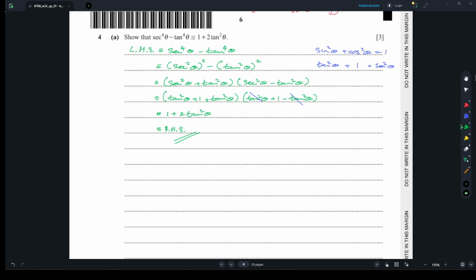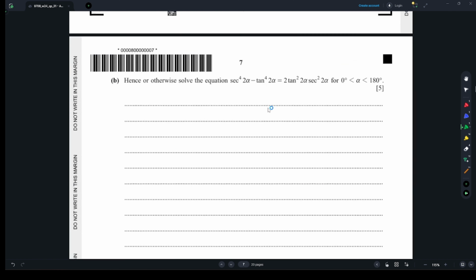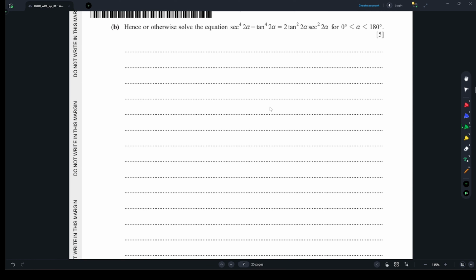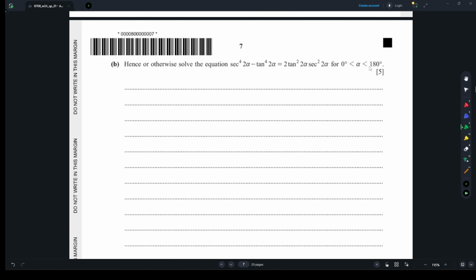So you can do this in this way. I hope you understood that one. Okay, so we have part B here: hence, or otherwise, solve the equation sec to the power 4 2 alpha minus tan to the power 4 2 alpha, and so on, where alpha is between 0 and 180.